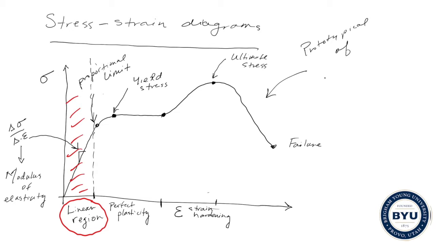So every material is going to have a different stress strain curve, and these stress strain curves are measured. So these are measured data. And then once we do a tensile test or some other kind of test to gather this information, we can go about using that information in an engineering context.